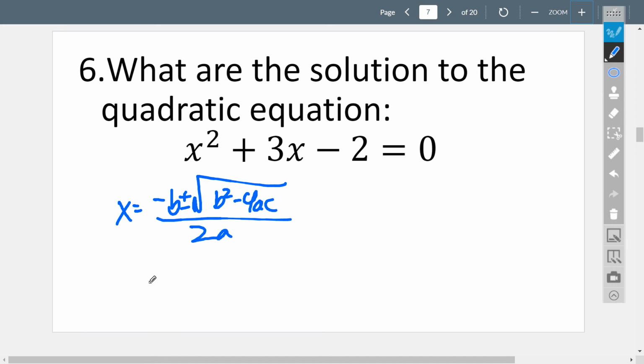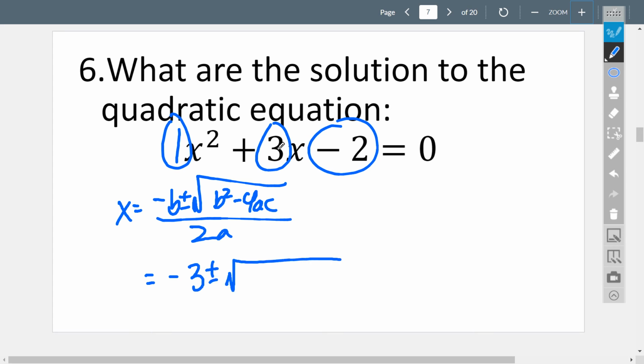Okay, so we'll replace a, b, and c with 1, 3, and -2. So -3 plus or minus the square root of b squared, so 9, minus 4 times 1 times -2, so plus 8. Okay, because it's -4 and -2, which is positive 8. And that's all over 2 times 1, which is 2.